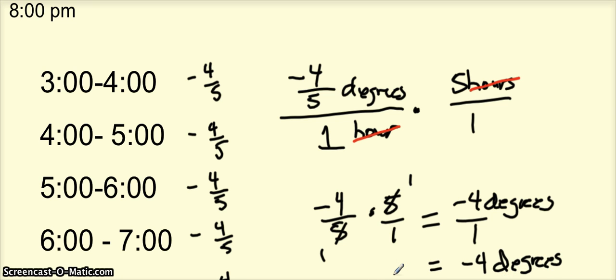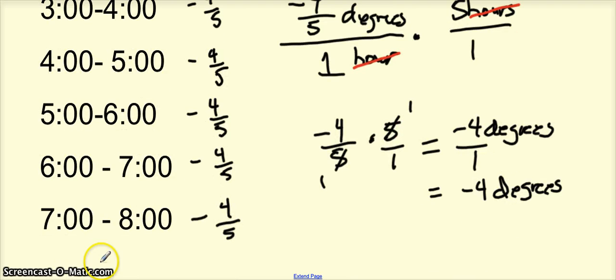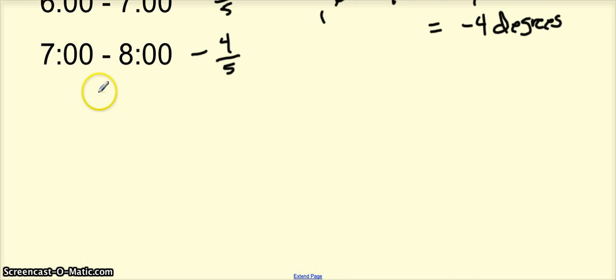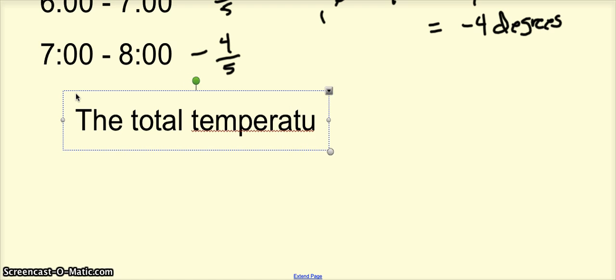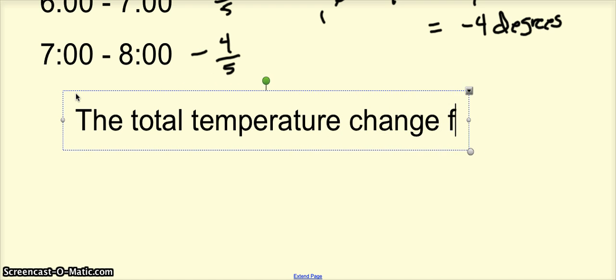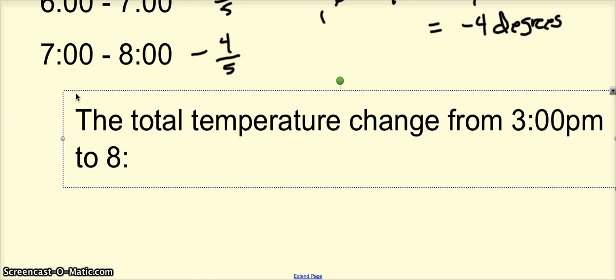And of course, since I am doing a word problem, I want to show that in sentence form. So I can say the total temperature change from 3 o'clock p.m. to 8 o'clock p.m. is -4 degrees.